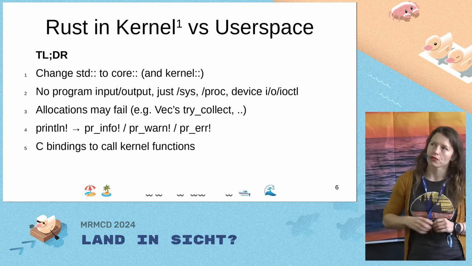So yeah, let's go through the code changes or configuration changes you would have to do in order to create new code. For example, let's assume you want to add a PHY driver for a Rockchip. There is already a Rockchip driver. You want to port it to Rust, from C to Rust.